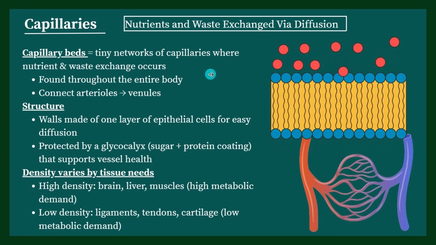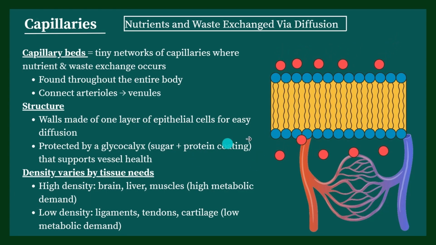So capillaries are found all over the body, and they connect the arterioles to the venules. That's where the oxygen and carbon dioxide are exchanged all over the body. The walls are one layer of epithelial cells for easy diffusion, and they're protected by the glycocalyx, which is a coating that keeps the vessel structure in shape in spite of the amount of stuff that's passing in and out between the cells.